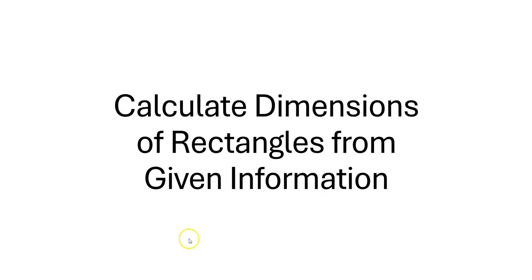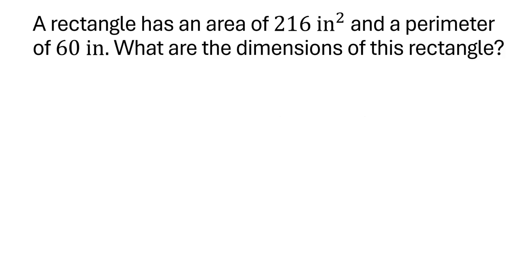Calculate the dimensions of rectangles from given information. Let's start and jump right in with an example. A rectangle has an area of 216 square inches and a perimeter of 60 inches. What are the dimensions of this rectangle?